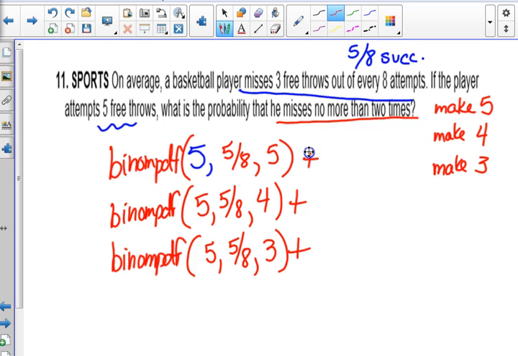Anybody get an answer yet? What'd you get? 5? Okay. So about 72% chance that he misses no more than twice out of the next 5.